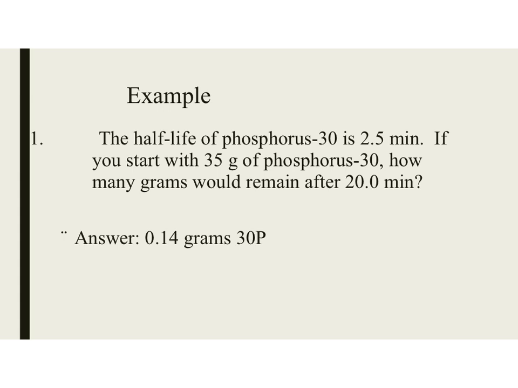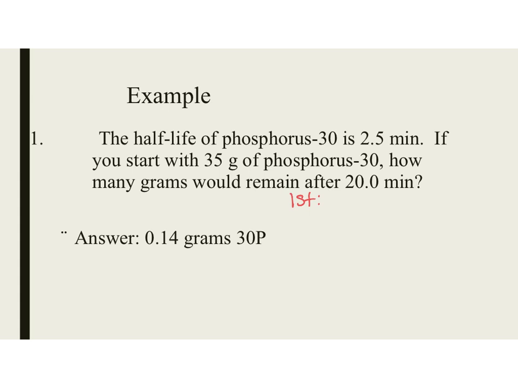Now this example is asking something a little more specific. It says the half-life of phosphorus-30 is 2.5 minutes, so a very short half-life. Short half-life means unstable nucleus. If you start with 35 grams of phosphorus-30, how many grams would remain after 20 minutes? So we could do basic math and calculate this every 2.5 minutes. So for the first half-life, again, we are starting with 35 grams of phosphorus-30.